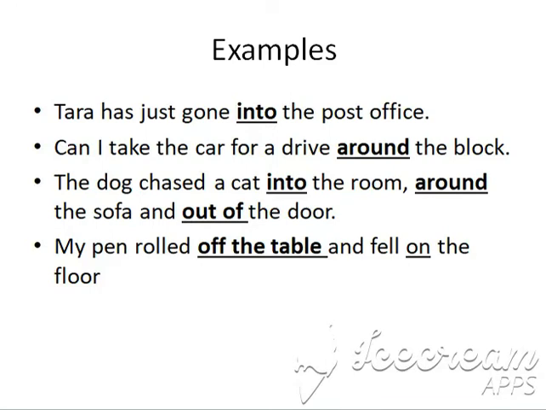So let's see the next example. My pen rolled off the table and fell on the floor. My pen is kept on the surface of the table. It rolls and falls on the floor. On the floor means it fell on the surface of the floor. So these are a few examples related to movement.